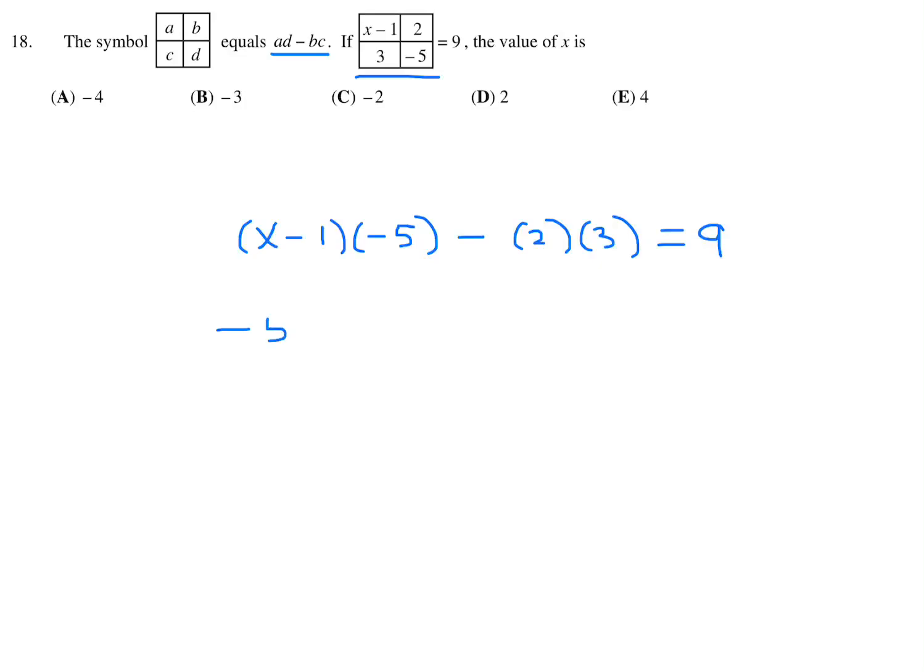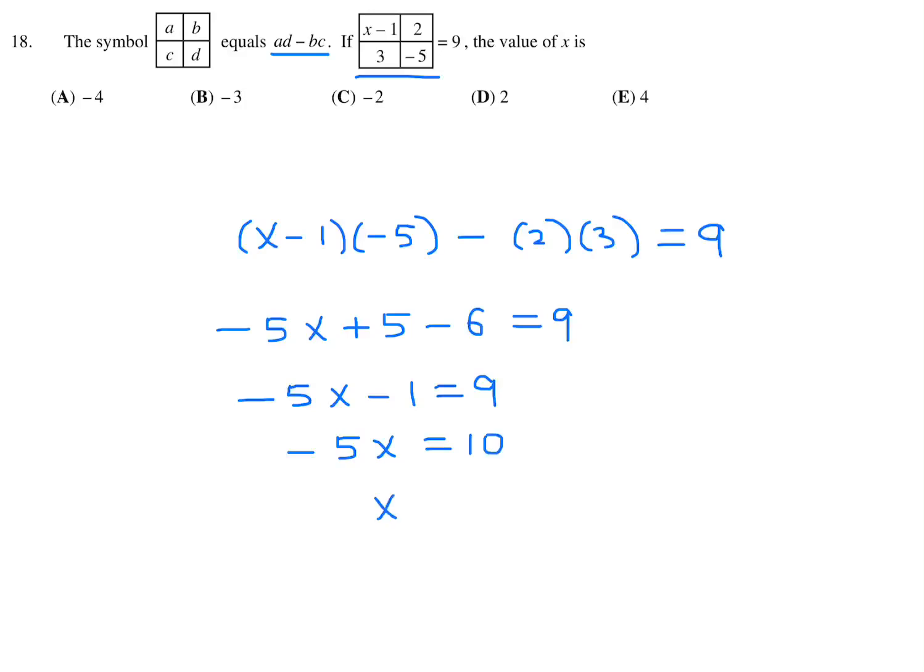So this means minus 5x plus 5 minus 6 is equal to 9. Minus 5x minus 1 is equal to 9. Minus 5x is equal to 10. And therefore x is equal to negative 2. So number 18, the answer is C.